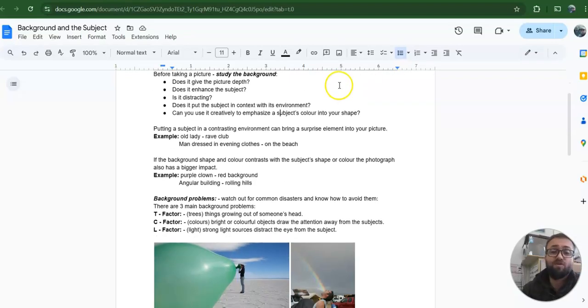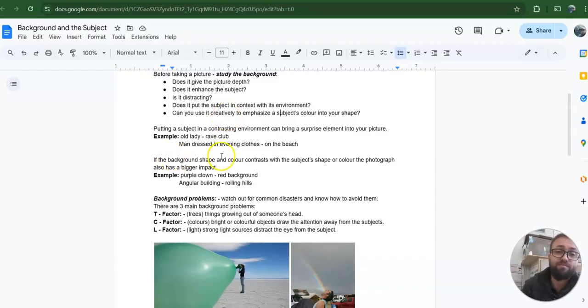Putting a subject in contrast environment can bring a surprise element into your picture, like an old lady at a rave club. Now guys, remember this was for your homework, so I'm just quickly going over this topic again before we look at your homework on the WhatsApp group.